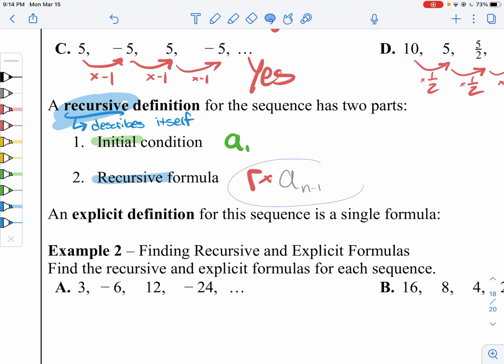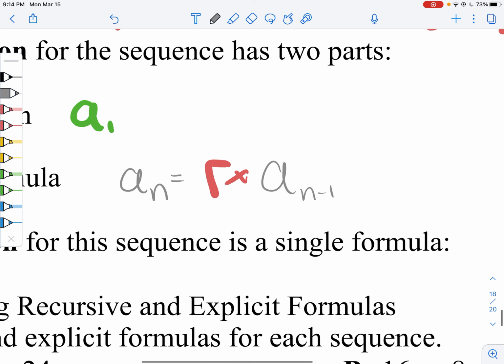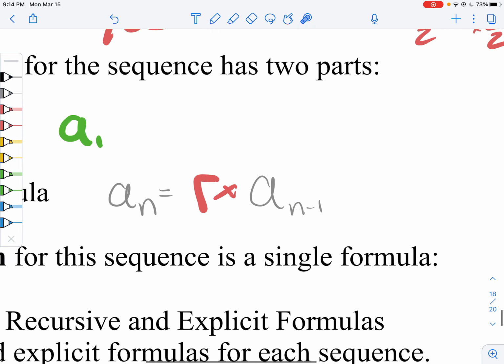So if we want to find what our previous term was, we say, okay, well, I'm sorry, I don't know where I'm going with this. If we want to find some term a sub n, then we need to take what the previous term was and multiply it by r.